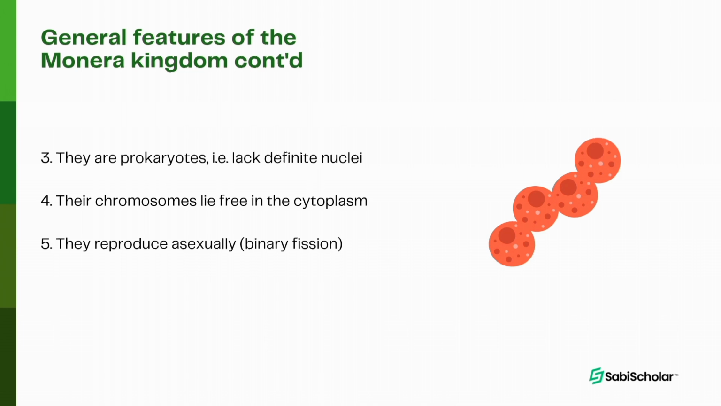Now, when there's no nuclei, the chromosomes that are supposed to carry the genetic materials just lie freely in the cytoplasm. In the area of reproduction, since they are unicellular organisms, they are just simple living, their reproduction process is going to also be simple. They reproduce asexually by a method known as binary fission. Binary fission basically entails the division of the parent cell. That unicellular organism just divides itself to give off another living organism that is also unicellular. And that's about the Monera kingdom.